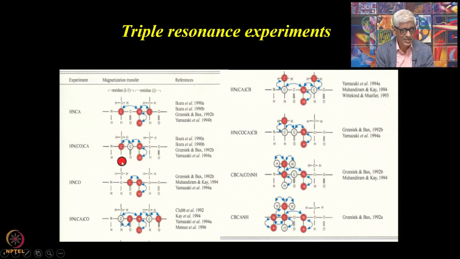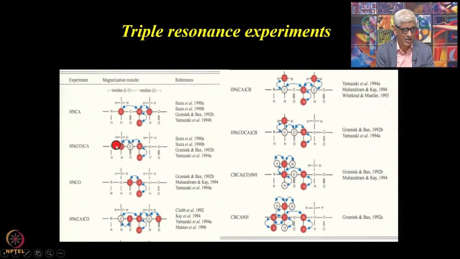Now the next experiment here is the HNCOCA. There are so many different kinds of experiments here, and the nuclei marked red are the ones where you have the frequencies labeled. Okay. So in this case you have the proton, the nitrogen and this C alpha. Notice we do not go to this C alpha, we go to this C alpha. How do we do it? In the previous case we went directly from the nitrogen to the C alpha. Here we do not do it. We transfer from the nitrogen to this carbonyl, and from this carbon we transfer to this C alpha. Therefore, there is no question of going to this C alpha at all.